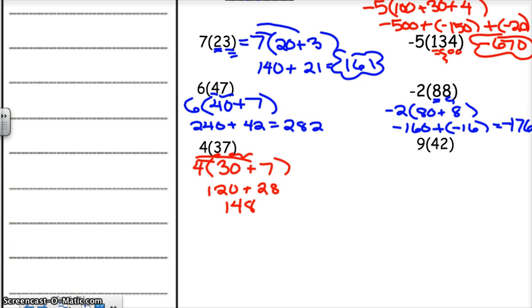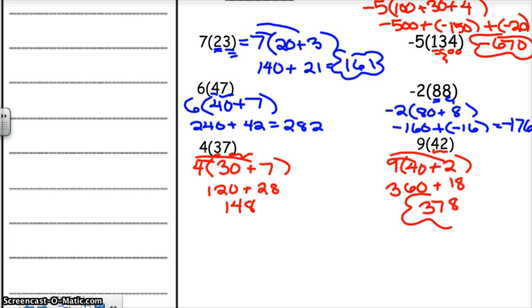Last one. This one turns into 9 times, breaking 42 up, I have a 40 and I have a 2. So this is 9 times 4 is 360, plus 9 times 2 is 18. 378, adding them up.